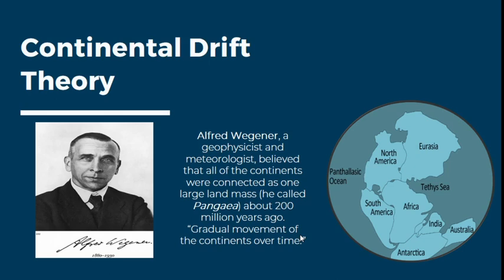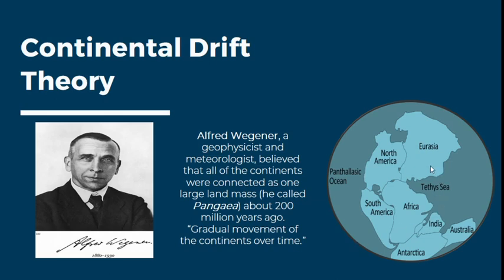across the Earth, and he believed that all of the continents were connected as one large landmass. Wegener was actually convinced that all of the Earth's continents were once part of an enormous single landmass, also known as Pangaea. And according to him, there is a gradual movement of the continents over time.